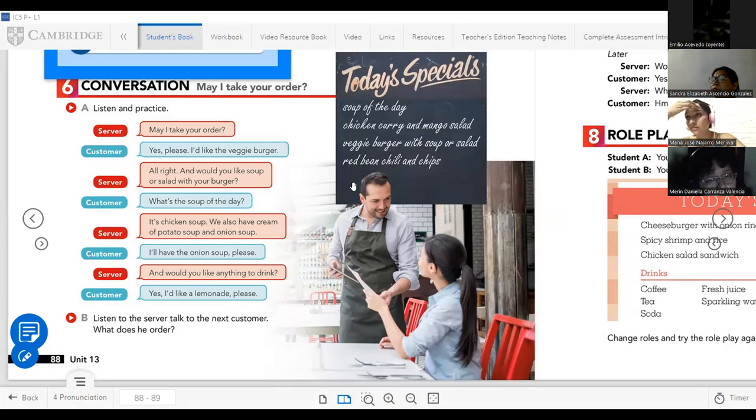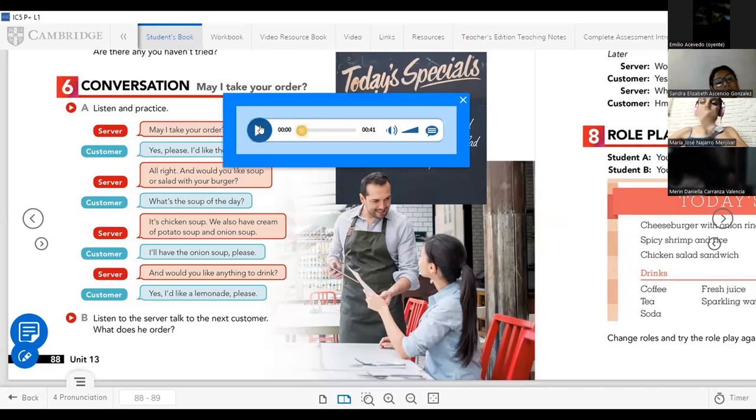Okay, so we are going to listen to the next part of the conversation, and you have to pay attention to this. Listen to the server talk to the next customer, a second customer, and what does he order? So pay attention to what the second person orders, okay? Page 88, exercise 6, part B.